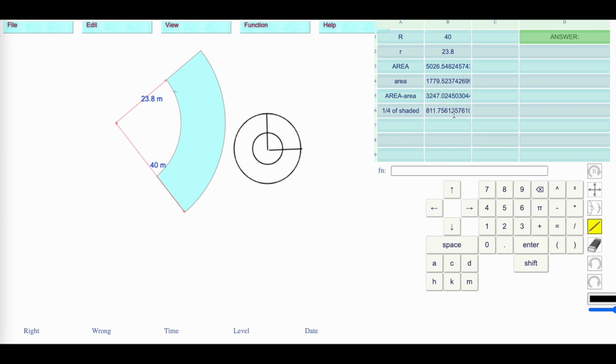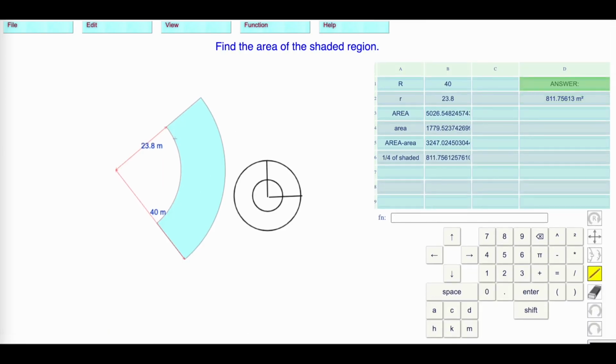Is 811.7561257. It goes on forever. That's where my answer goes. I'm going to round it. I'm going to have the 5 tell this 2 to become a 3. The area is in meters squared. And then press enter to see if you're right.